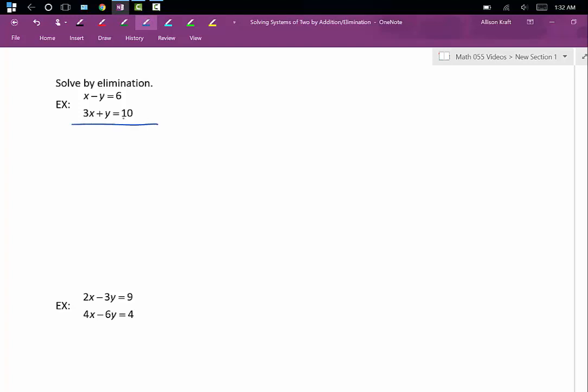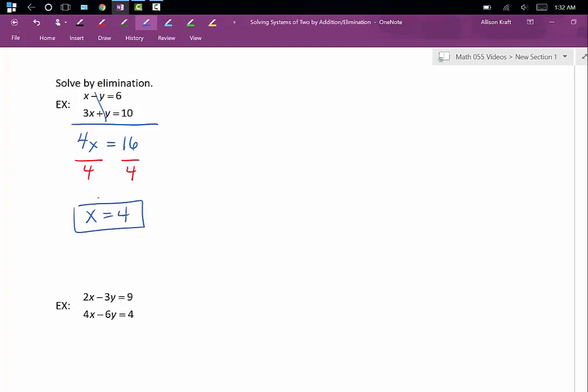So I'm going to add down. X plus 3x gives me 4x. Negative y plus y, those fall out. And 6 plus 10 is 16. We now have the equation 4x equals 16 that we can solve. Dividing by 4, we get x to be equal to 4.